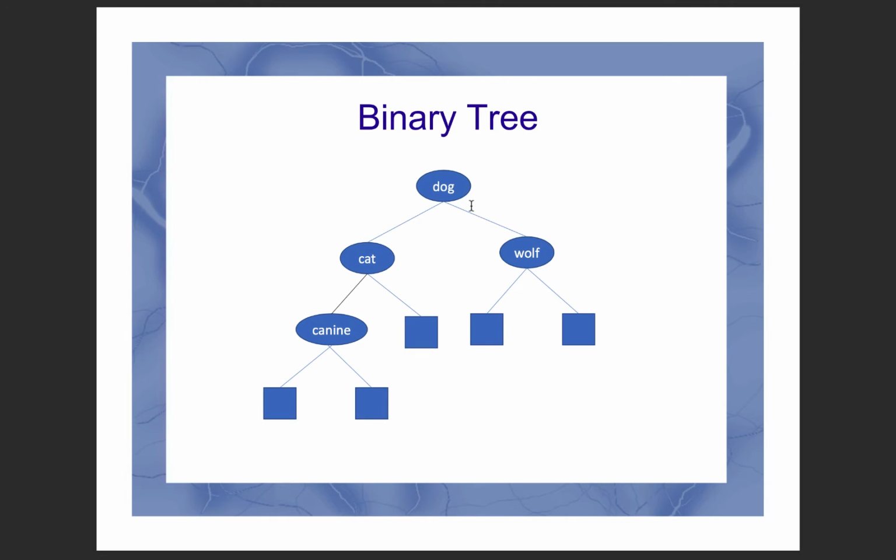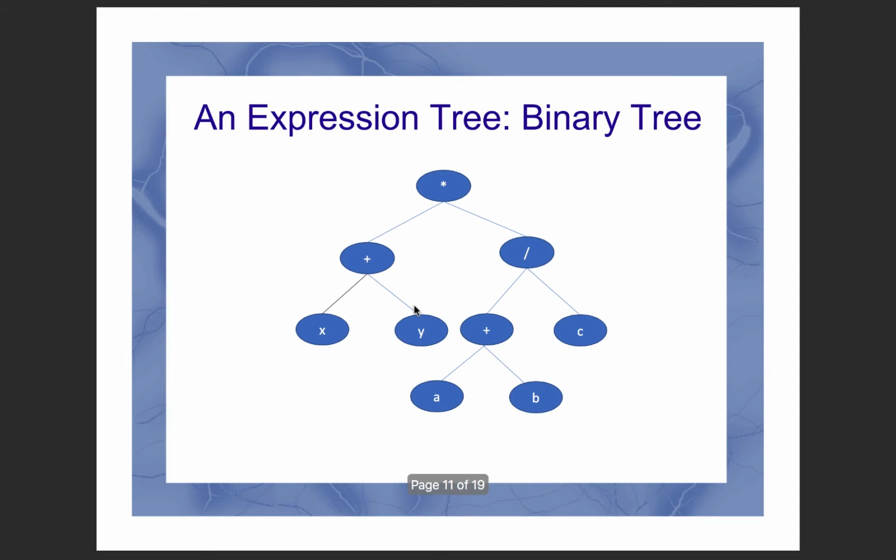So now you can see these examples. Dog has two children, cat and wolf. Cat has one child. Canine is empty, it doesn't have any child, so this also satisfies the binary conditions. Wolf doesn't have any child, so wolf also satisfies the binary conditions. Then you can say that this whole tree is a binary tree. Next, the expression tree, which is also a binary tree.